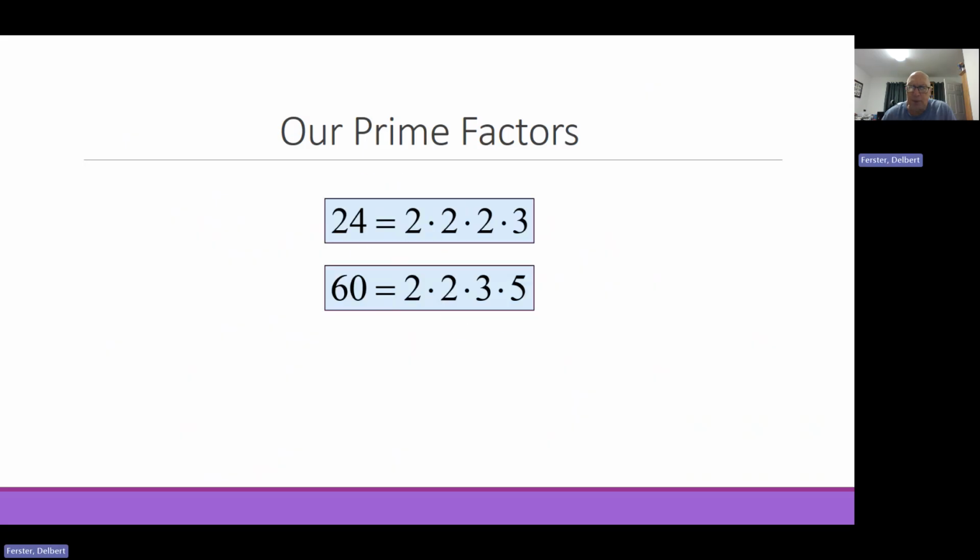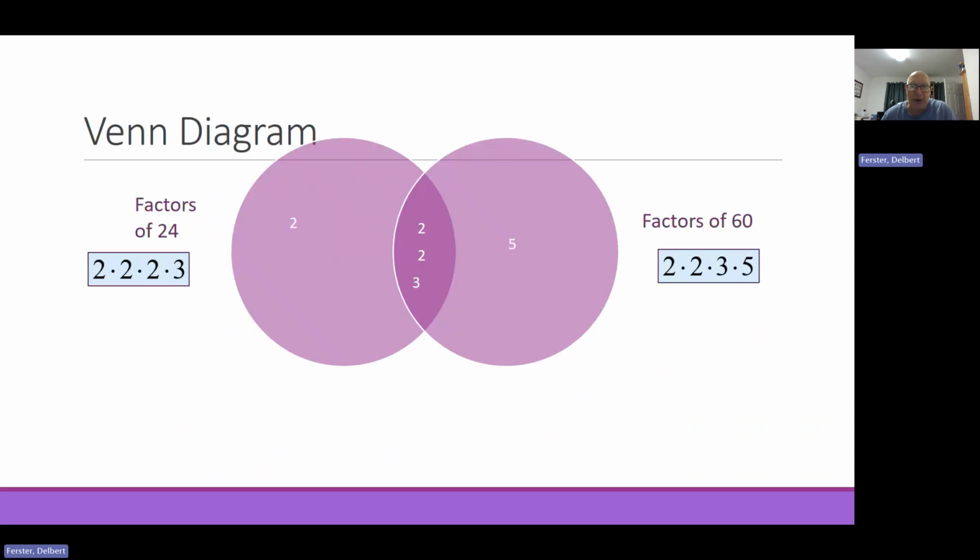Okay, 24 is 3 2s and a 3. 60 has 2 2s, a 3 and a 5. Okay, so on the left side circle, I'm showing you prime factors of 24, right? They were 2, 2, 2, and 3. On the right side circle, I'm showing you prime factors for 60. They were 2, 2, 3, and 5. So you'll notice in the intersection of those two circles, I'm showing you what's common. There are 2 common primes, 2, and there's a common prime of 3.